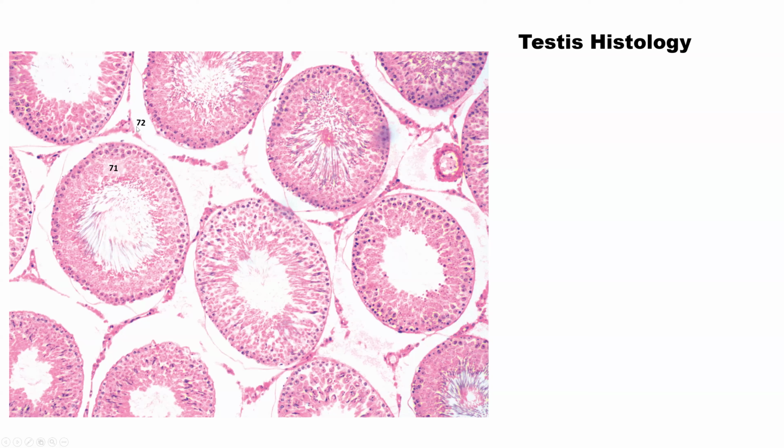72 is the area outside the seminiferous tubules. What could I call this particular group of cells? Interstitial cells or Leydig cells. You can put both names, but honestly, just choose one. That'll probably be easier on you. And then the lumen of the tubules, the hollow parts, is where you can see the tails or the flagellae of the spermatozoa.